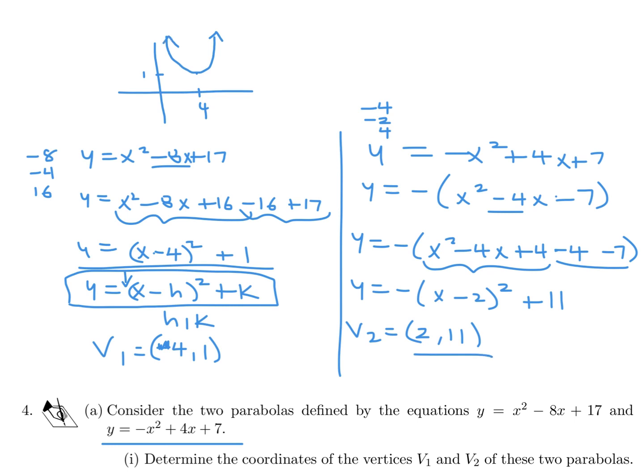Yeah. And then this guy, same thing, (2, 11). So this is 2 and this is 11. But this is negative 1, so it's going to open downwards, so it's going to be something like this. So very, very quick sketch of those two.